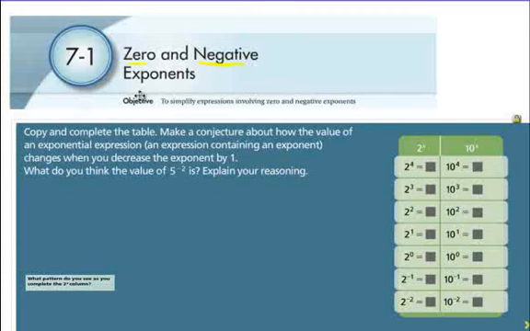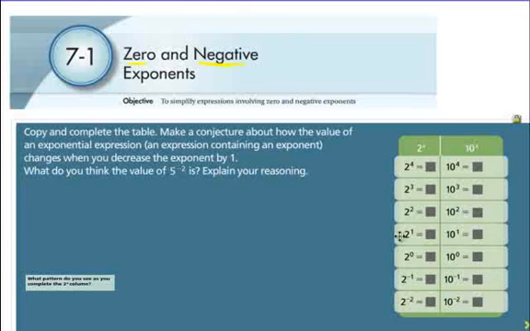So we're going to talk about zero and negative exponents. First thing I want you to do is think about what's going on with this table. So we're going to try and fill these in and copy and complete the table, making sure about how the value of each exponential expression, an expression containing an exponent, changes when you decrease the exponent by 1. So what do you think the value of 5 to the negative second is, and explain your reasoning.